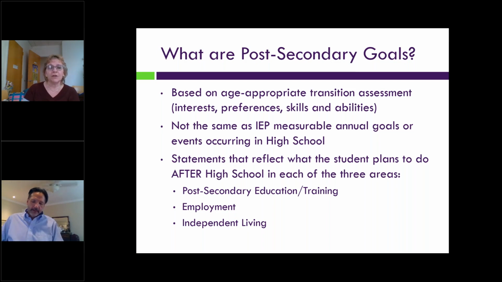Now, post-secondary goals are not the same as your IEP measurable annual goals or events that are occurring within high school. Post-secondary goals are statements that reflect what the student plans to do after high school in each of the 3 areas. And those 3 areas listed there are the post-secondary education and training, employment, and independent living. And a lot of this information is listed in 2 places in the IEP, under the present level section and in that transition grid that is on the IEP.